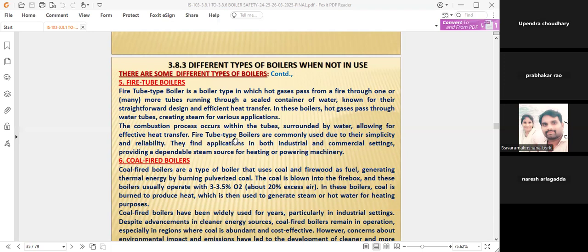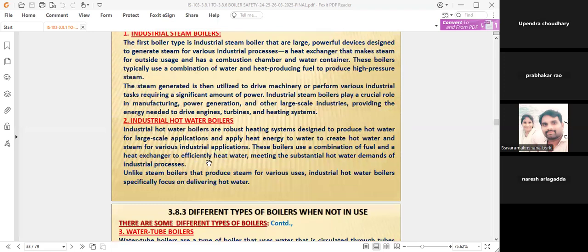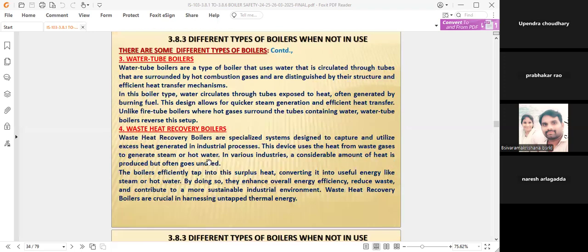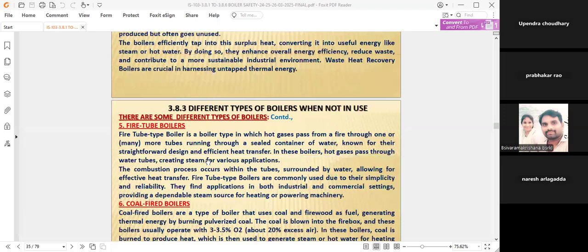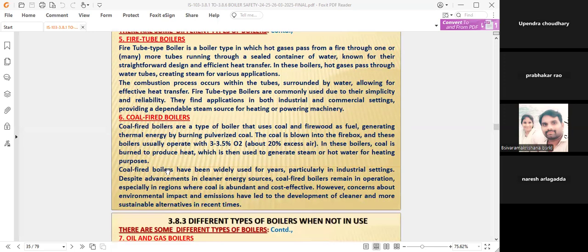Fire tube type boilers are commonly used due to their simplicity and reliability. They find applications in both industrial and commercial settings, providing a dependable steam source for heating and powering machinery also. Normally, the capacity of fire tube boilers is less when compared to water tube boilers. Of course, fire tube boilers can also be used in some areas depending upon the application, the environmental usage and these things.